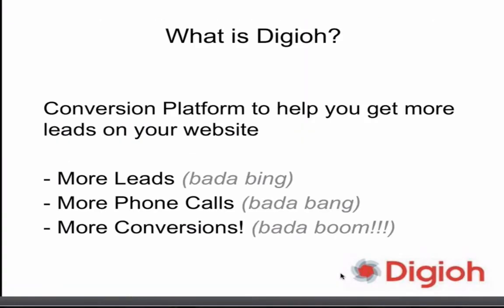So what is Digioh? So that's the end of my agenda. I just kind of briefly, maybe in the next 6 minutes, show you a quick demo of what Digioh is, what we do, what our partnership with Vertical Response is like. So Digioh is a conversion platform to help you get more leads on your website. So everything I talked about, what Amazon does, we're trying to take every single optimization tactic that we see from bigger sites and kind of leveling the playing field and giving it to small business owners. So we help people get more leads, more phone calls, and more conversions.